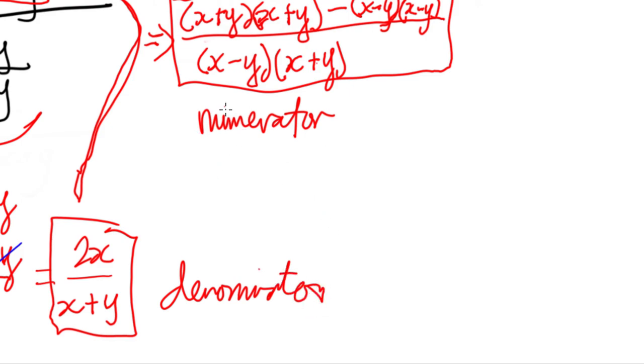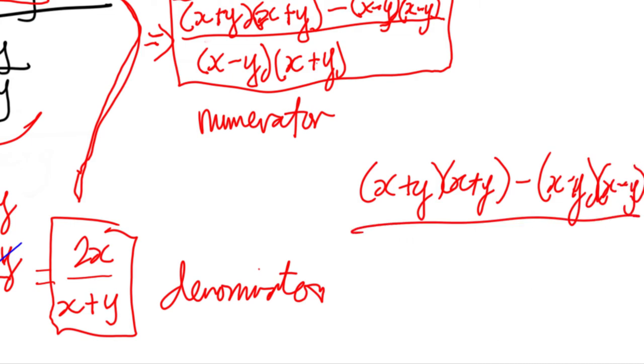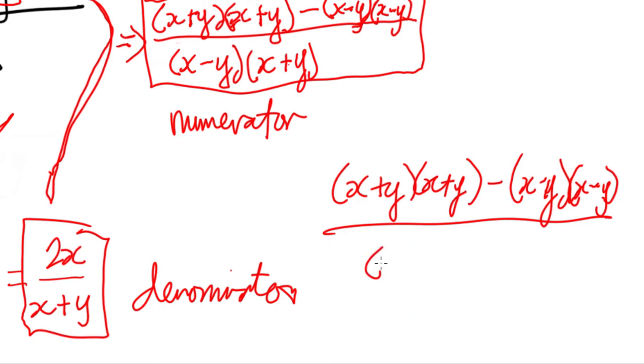Okay, so therefore, numerator comes first. So what we have is (x plus y) times (x plus y) minus (x minus y) times (x minus y), all over (x minus y) times (x plus y).